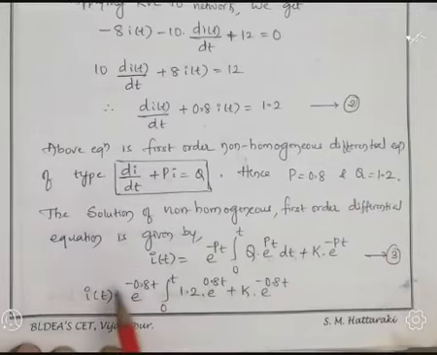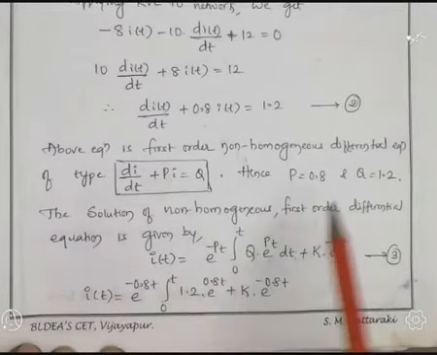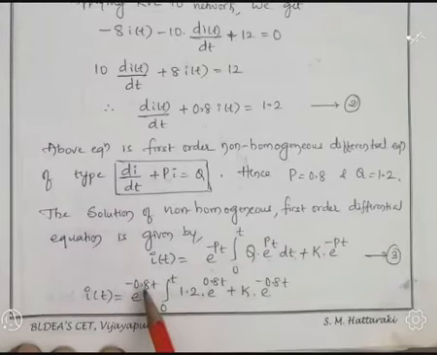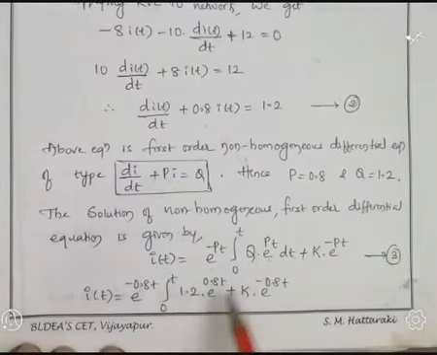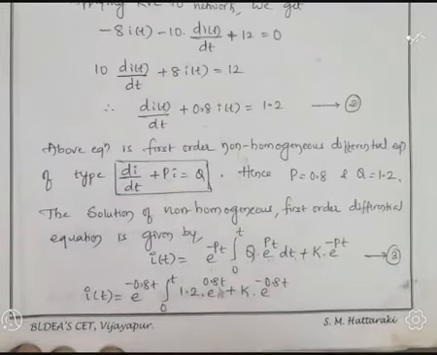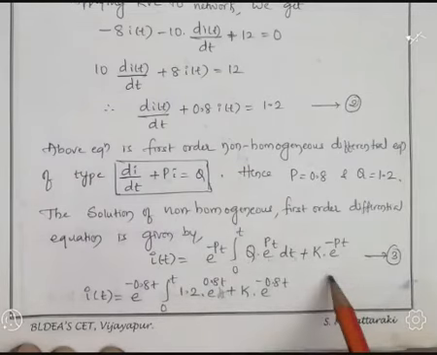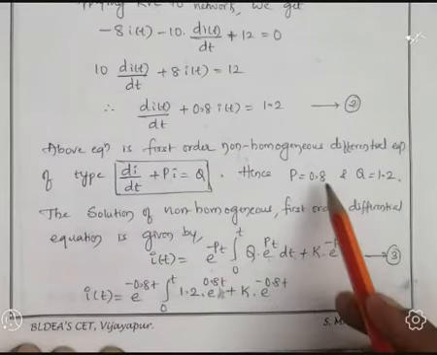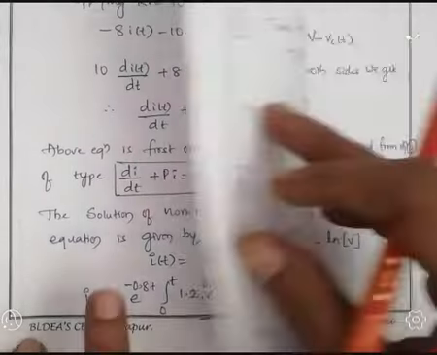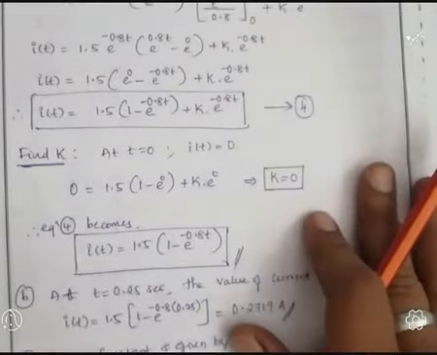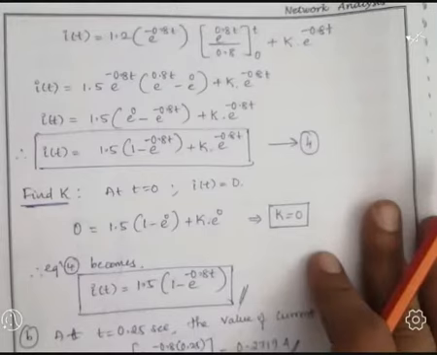Substitute. Hence, I of t equal to, what is the p value? 0.8, e to the power minus 0.8 t, integration 0 to t. What is the q value? The q value is 1.2, e to the power p is 0.8 t dt, plus k into e to the power minus p is 0.8 t. So the next step is we have to simplify this one. Next, simplify I of t equal to 1.2.